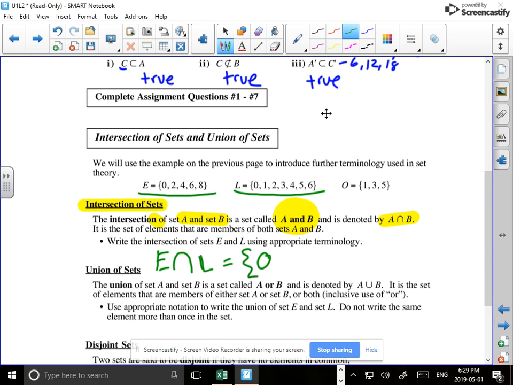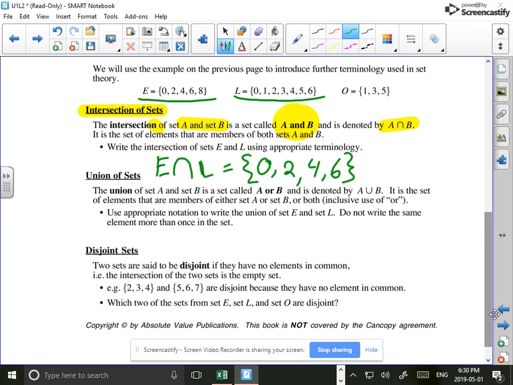We have 0 in both. We have 2 in both. 3, nope, that's only in one. 4, we have that in both. 5, nope, that's just in one. 6, yeah, that's in both. And then 7 and 8, nope, they're not in both. All right, so that's intersection and union of sets.